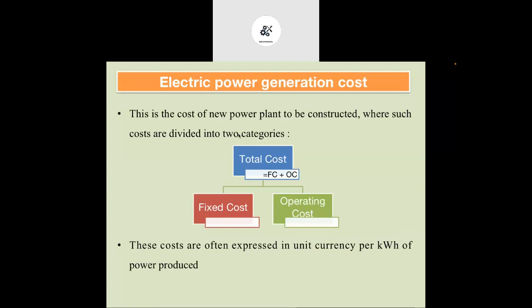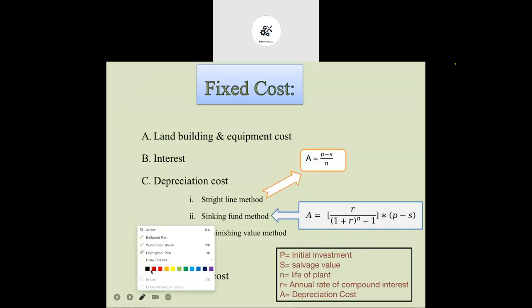Okay, so these costs are often expressed in unit currency per kilowatt hour of power produced. Means we can say this is the cost per unit of electricity generated. As we know, the unit of electricity which is provided in your home and in factories is in units, right? Or we can also call it a kilowatt hour. One kilowatt hour is equal to one unit. So the cost will again be calculated per kilowatt hour or per unit of electricity generated.